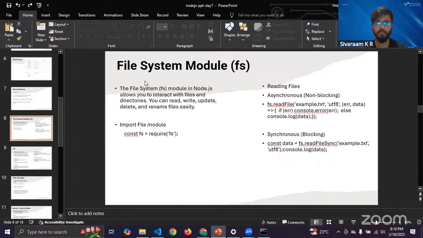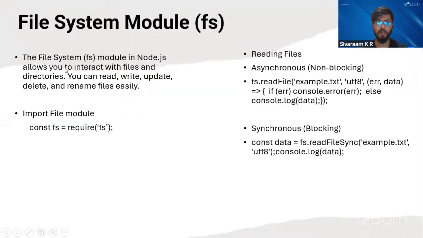So what are file systems? So you know what a file system is, right? The thing is, in JavaScript which is written in the browser, which gets executed in the browser, they can't do file operations. But the JavaScript which you execute in your system, they can do file operations. Okay, so what is file system? With the file system, you can interact with files. That means you can create, write, update, delete, and rename files however you want.